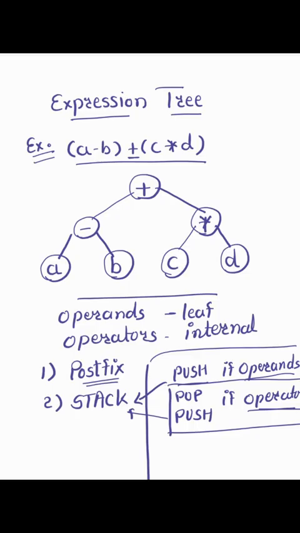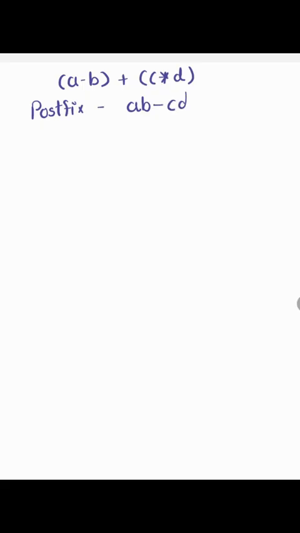So now let us see, I have done it directly, right? Now according to rules, how to do it. So the same expression I'll take, right? So we have a minus b plus c multiply with d, right? First what I need to do is convert it into the postfix form, right? So the postfix of this would be a b minus c d star plus. This is your postfix, right? You are aware of how to convert it into the postfix, right?